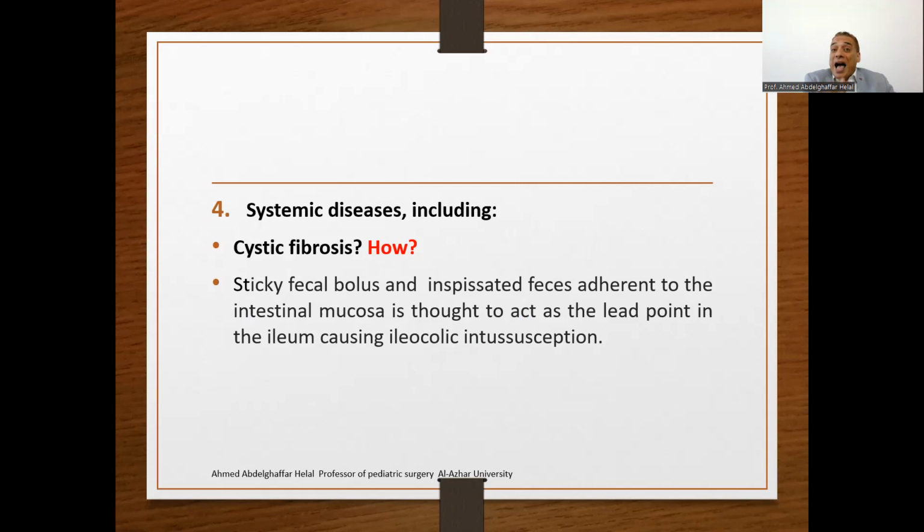Cystic fibrosis, how does cystic fibrosis cause intussusception? The sticky or abnormal inspissated fecal bolus and feces adherent to the intestinal mucosa act as the leading point in the ileum, causing ileocolic intussusception. The intestine tries to push these sticky stool boluses, so they will be telescoped and invaginated into the distal adjacent bowel.